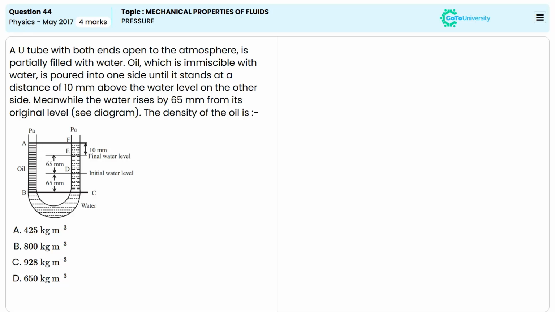A U-tube with both ends open to the atmosphere is partially filled with water, whereas oil is poured into one side until its standard distance is 10 mm above the water level on the other side, whereas the water rises by 65 mm from its original level also. So the question is, what is the value of the density of oil?